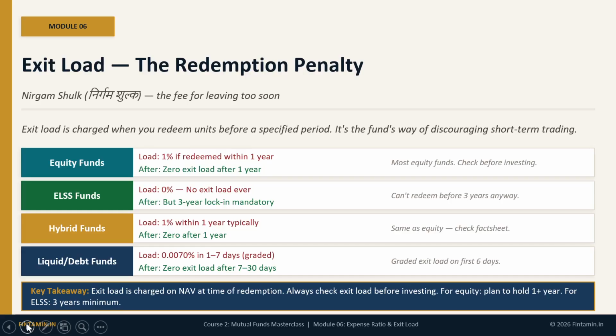ELSS funds have zero exit load, but they have a mandatory 3 years lock-in. You cannot redeem them even if you want to. Liquid funds have a graded exit load in the first 6 days. Extremely small, but it exists. After 7 days, zero exit load. Always check the exit load schedule before investing. This information is in every fund scheme's Key Information Memorandum, available on the AMC website.